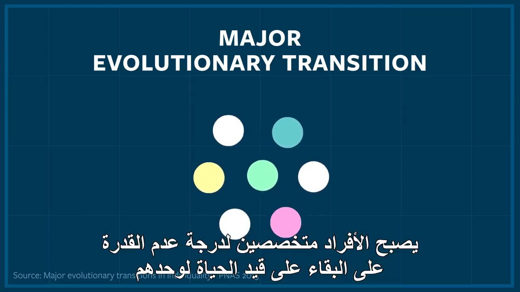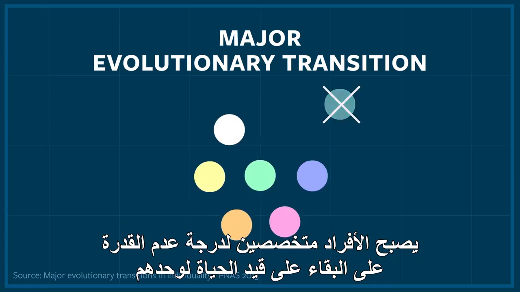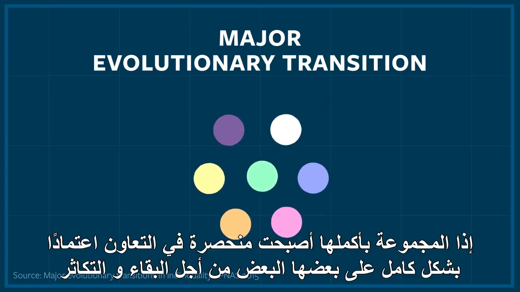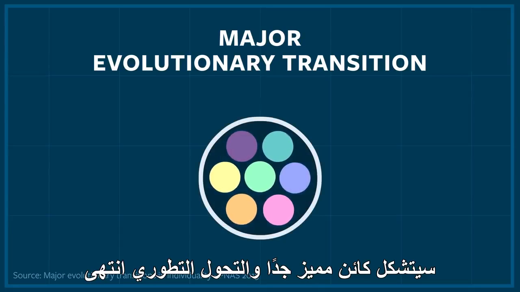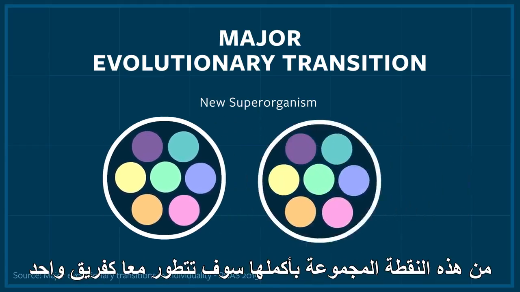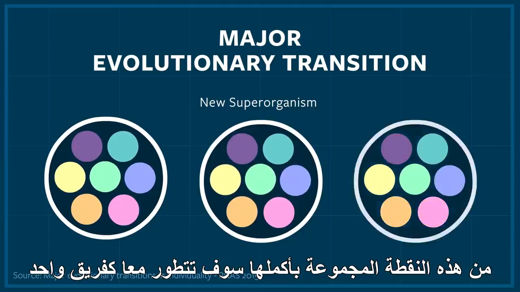As time goes on, individuals may become so specialized that they can no longer survive on their own. If the entire group becomes locked into cooperation, depending fully on one another to survive and reproduce, a new superorganism has been forged and a major evolutionary transition is complete. From this point on, the entire group will evolve together as one.